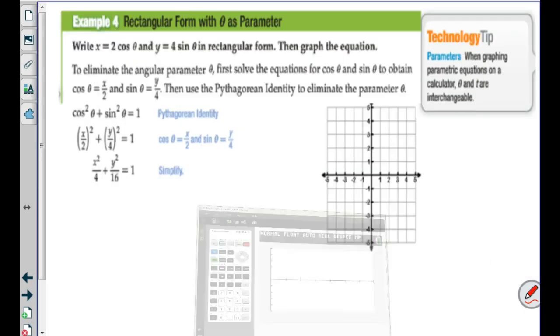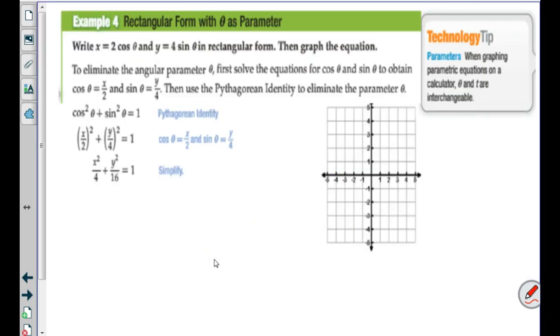Hang on. I want to talk about what we're doing here, and then we'll talk about what it should look like. I think it's actually our t-step. Okay, where we're going with this, guys, is we have x equals 2 cosine of theta and y equals 4 sine of theta. The shape we're going to get, if we do this right, is supposed to be an ellipse.